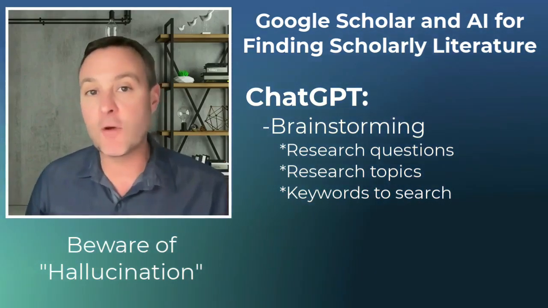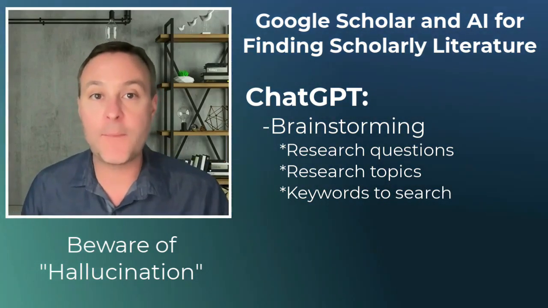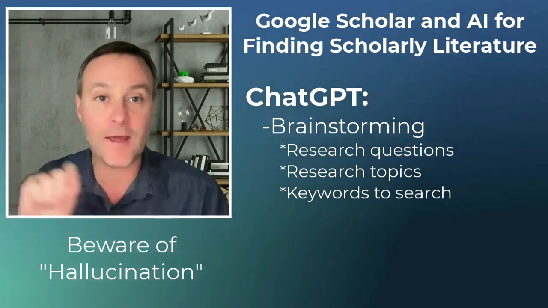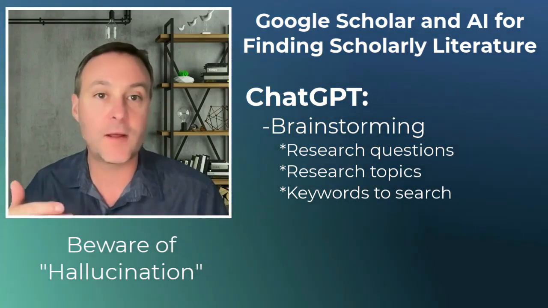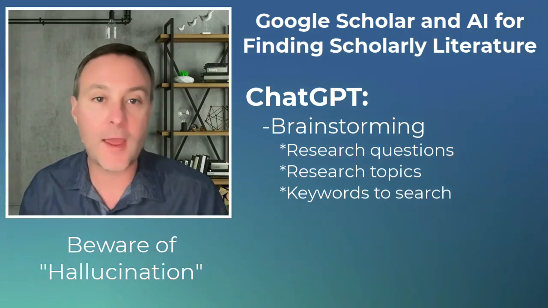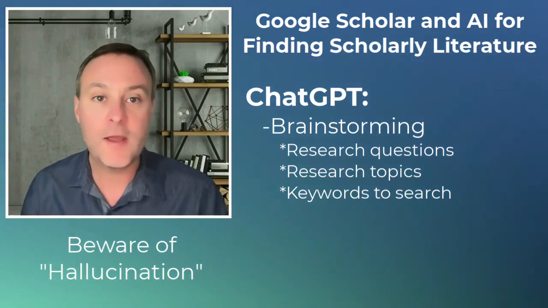So anything it gives you, if you're asking for literature on a specific topic, you need to copy and paste each item into Google Scholar and verify that it exists and that it's referencing it correctly. Skim through the abstract, take a look at the article yourself.